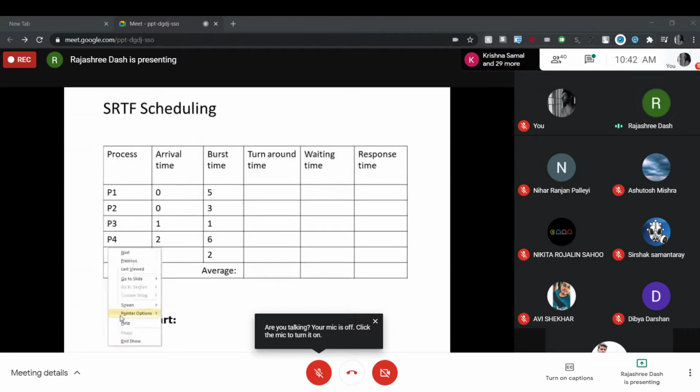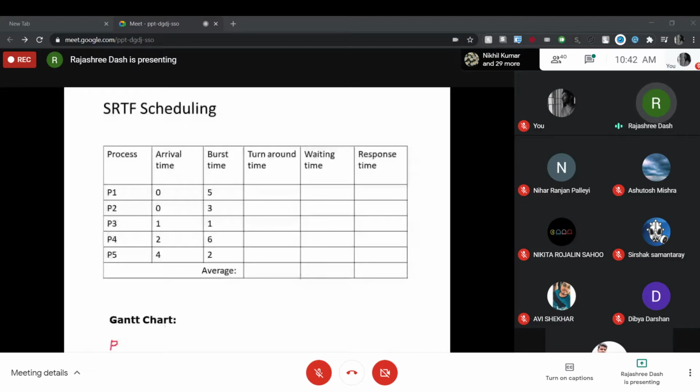Remember, for solving preemptive CPU scheduling, anyhow you draw the ready queue. Otherwise, you will get confused.